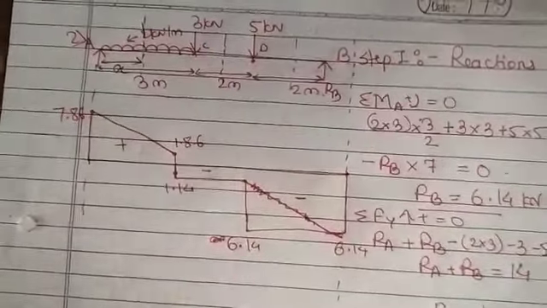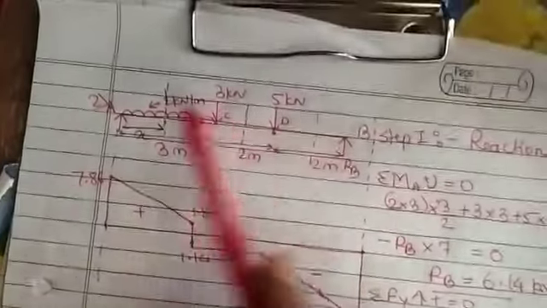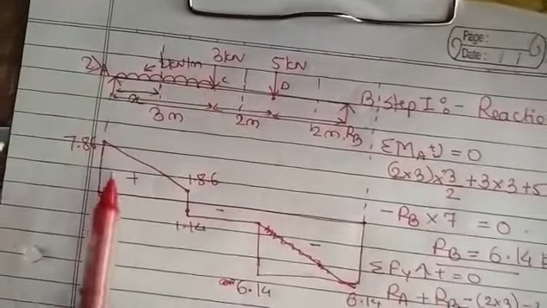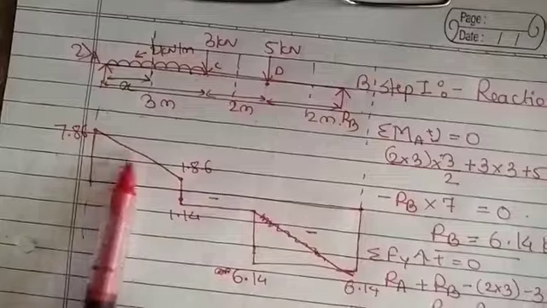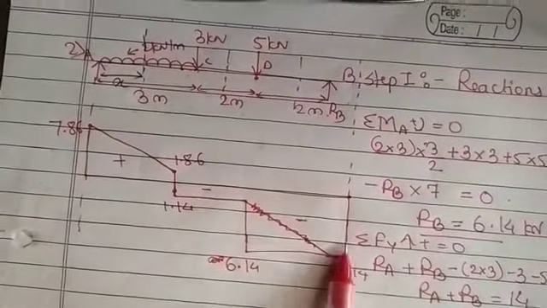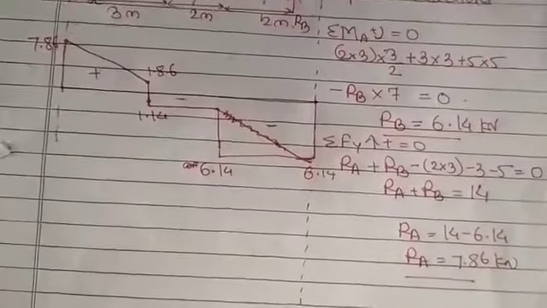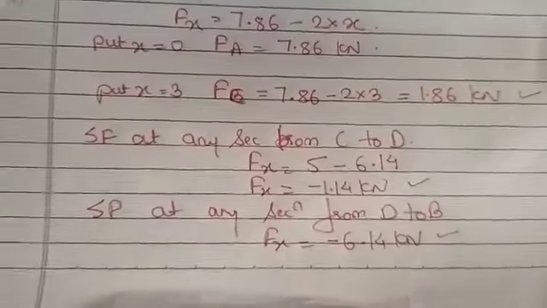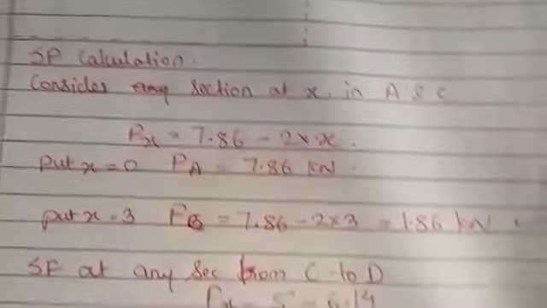Always keep it in mind that whenever there is a UDL, in shear force there will be an inclined line, and whenever there are point loads, in shear force there will be horizontal rectangles. Understood? So this is about the shear force calculation.